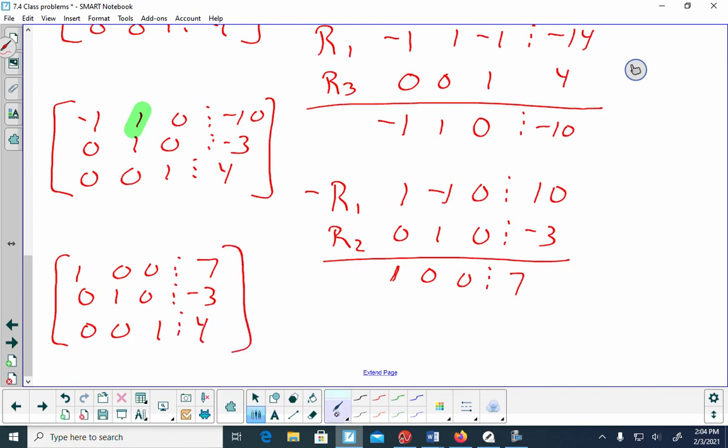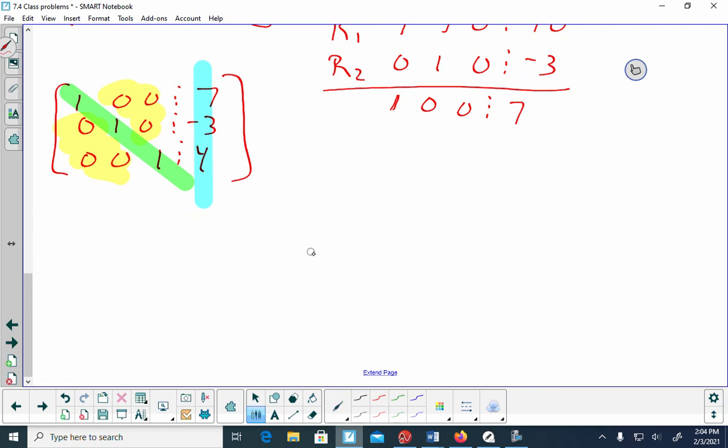So there's my reduced row echelon form. I have the main diagonal of 1s. Everything else on the coefficient side is 0s, which means this last column here is my answers. So my ordered triplet is going to be 7, negative 3, and 4. X is equal to 7, Y is equal to negative 3, Z is equal to 4.